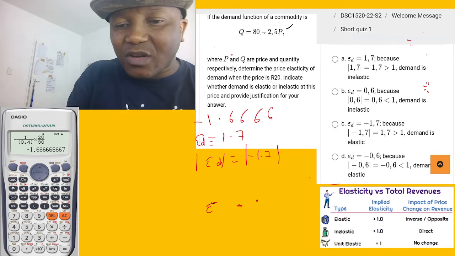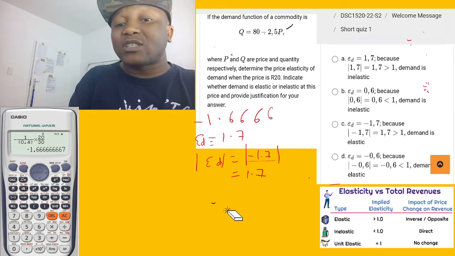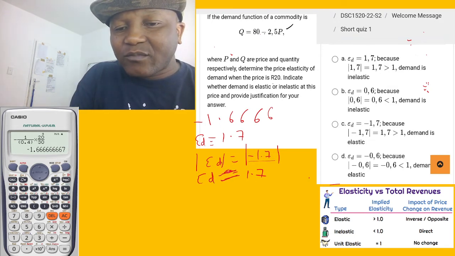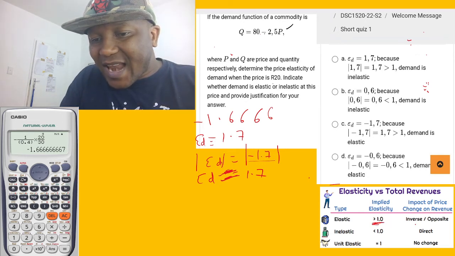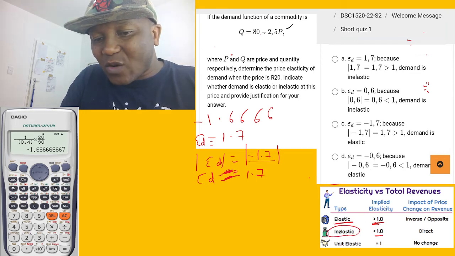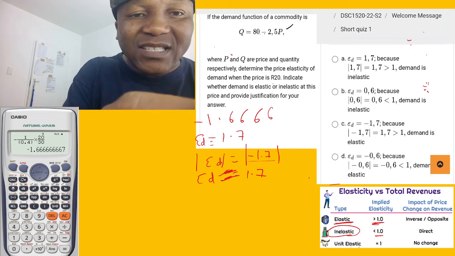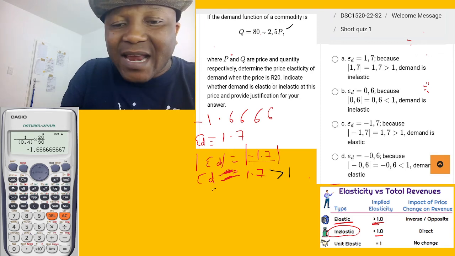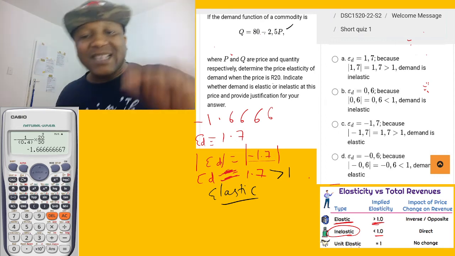So for that case, elasticity of demand, if you plug this in, the absolute value is going to be 1.7. If the elasticity of demand is greater than 1, we say it is elastic. If it's less than 1, we call it inelastic. If it's equal to 1, we say it is unit elastic, or you cannot determine. So since the elasticity of demand is greater than 1, because 1.7 is greater than 1, the demand is elastic. But if it was less than 1, then we'd say it is inelastic.